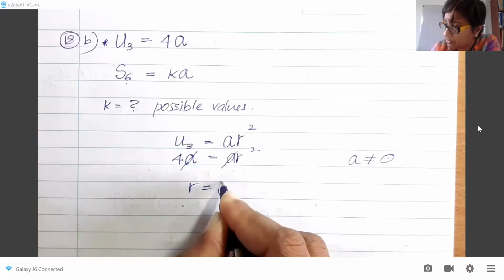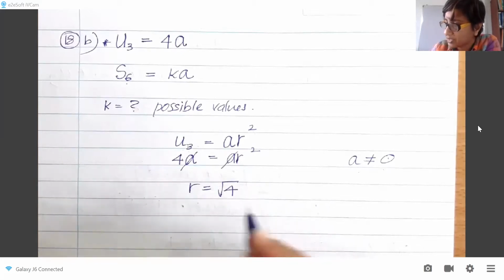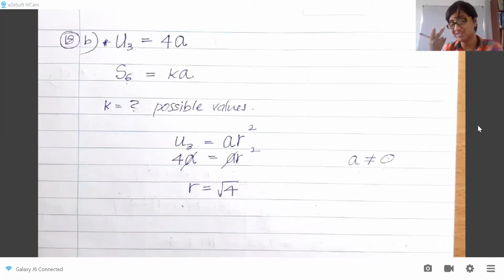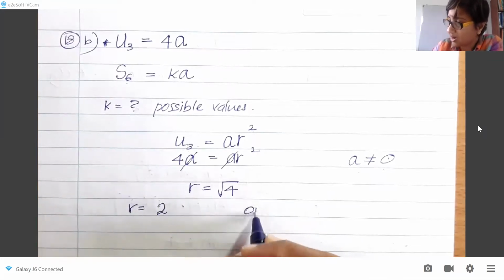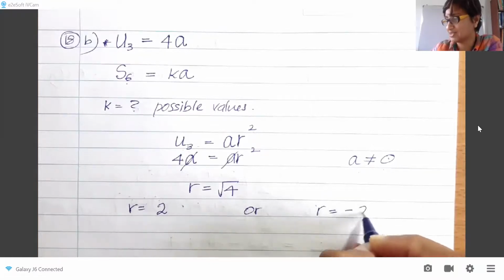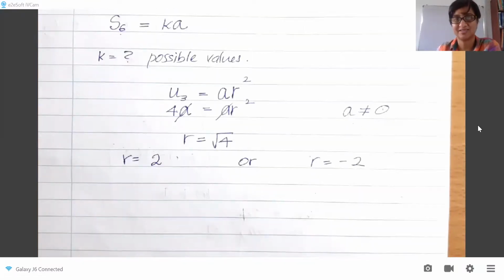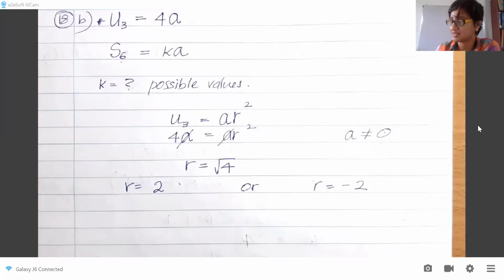Then R is what? R is square root of 4. So there are 2 possible values for R. R could be 2 or R could be minus 2. Isn't it? For R, we get 2 possible values.